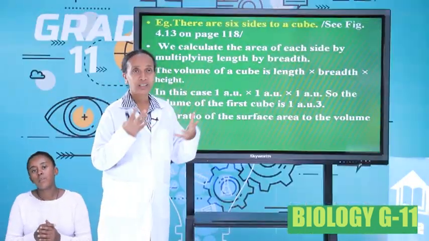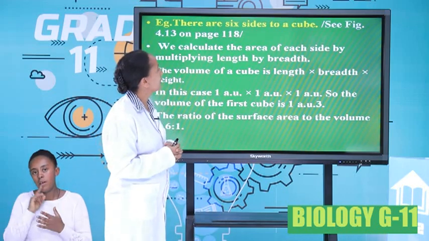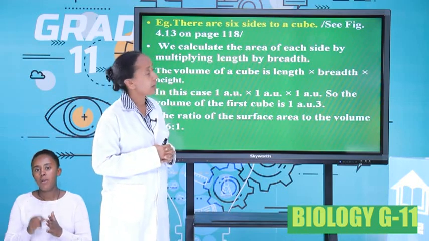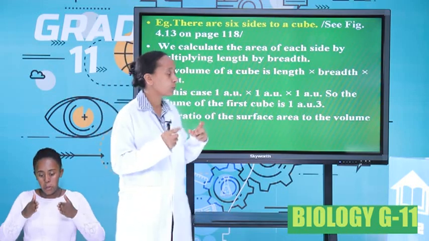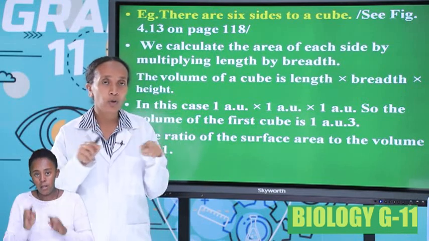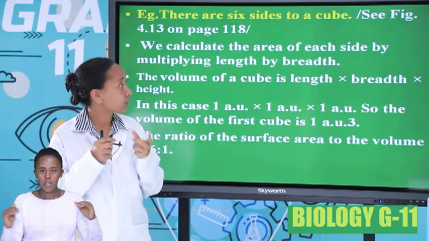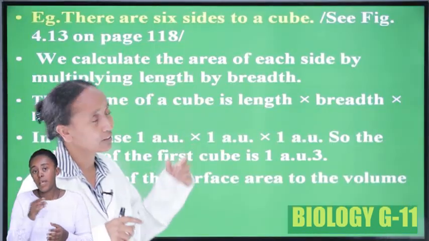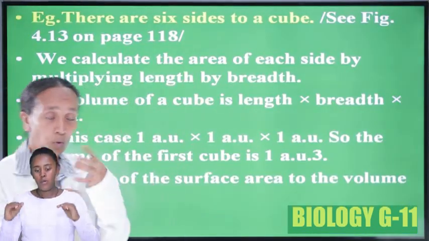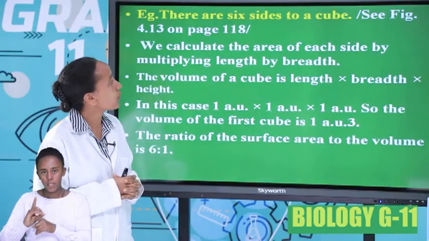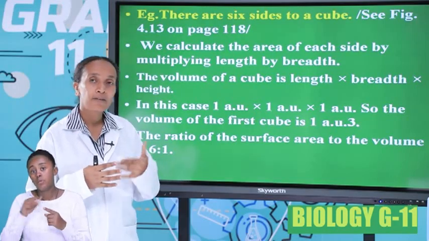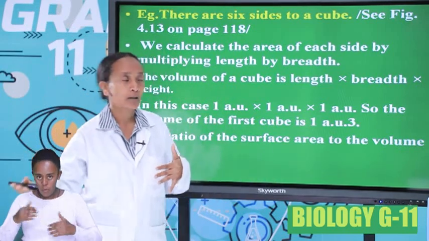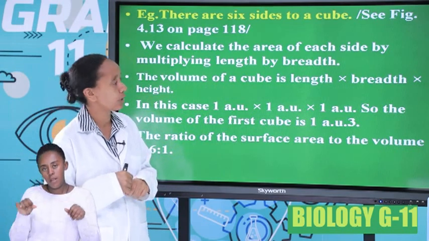And to have a clearer idea about this concept, here I have provided you an example of a cube. A cube, as you know, is a structure with equal sides, and you know it from your mathematics. This structure has equal sides in all its directions, and here we are going to see the effect of increasing the size of a cube on the surface area to volume ratio.